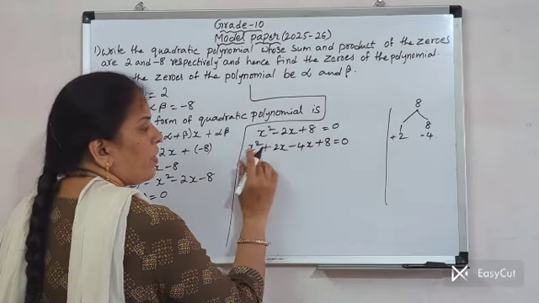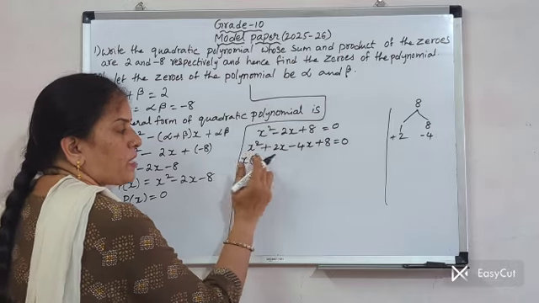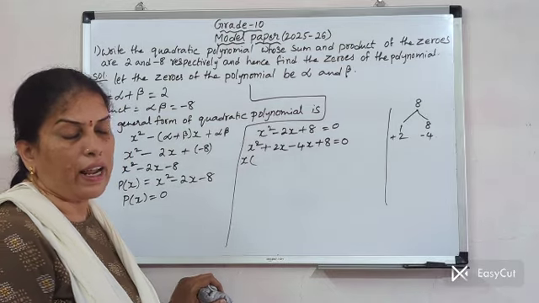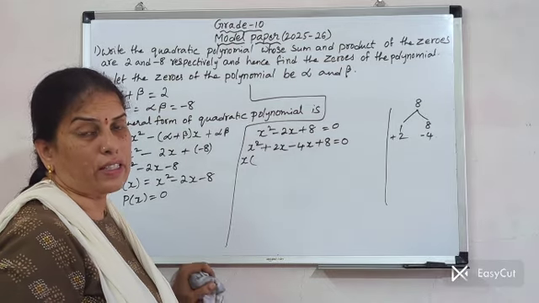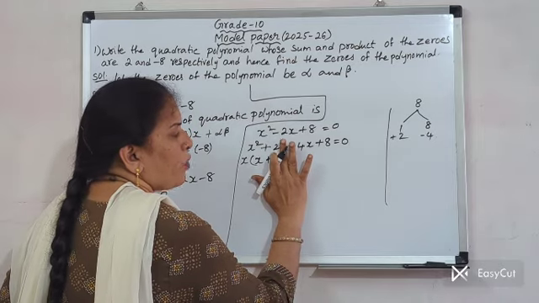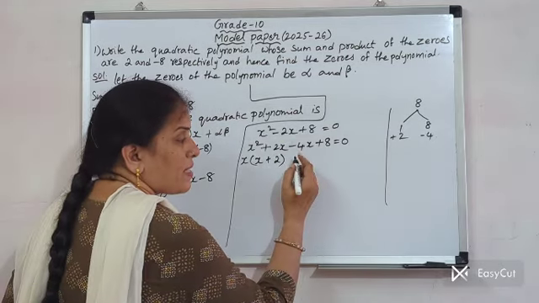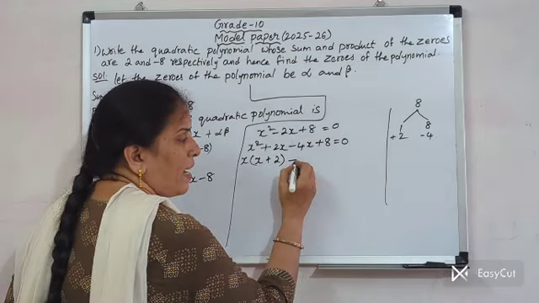Understood? Now, in these two, take x common. X square you can write as x into x. If I remove one x, one x will be there. Plus, I am removing x, so 2 will be there. Now, here minus is there. When we take out minus, compulsorily this plus becomes minus. Remember that, don't forget to change the sign.